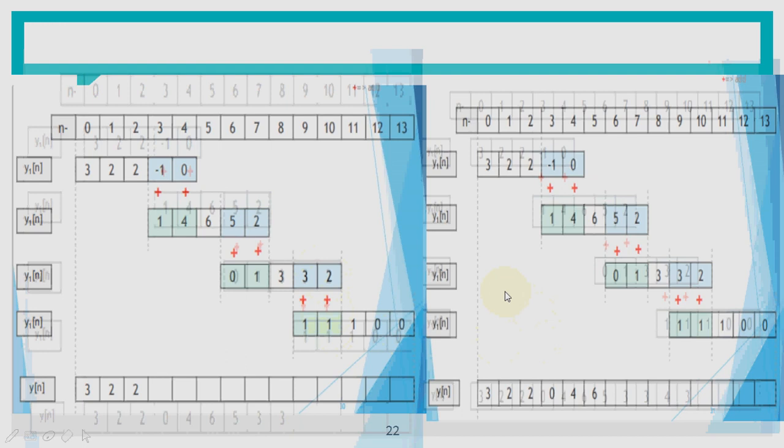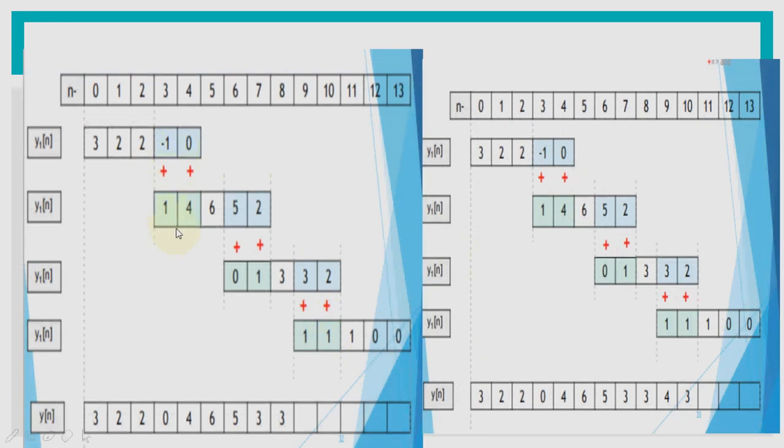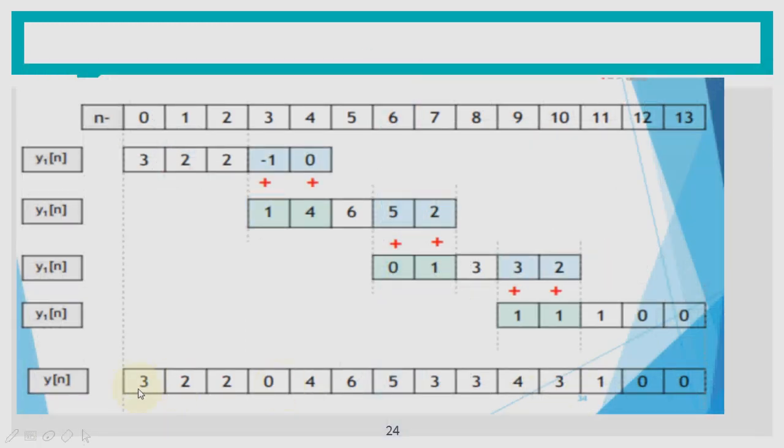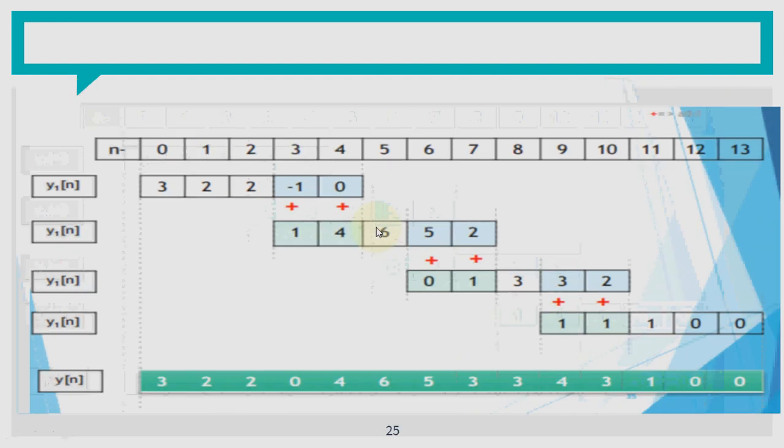So this one is added with this one. So you will get 3 2 2, next 0 4 6, next 5 3 3, and finally you will get 3 2 2 0 4 6 5 3 3 4 3. That is, finally you will get the output 3 2 2 0 4 6 5 3 3 4 3 1 0 0 by observing this diagram. So you will get the final output here.